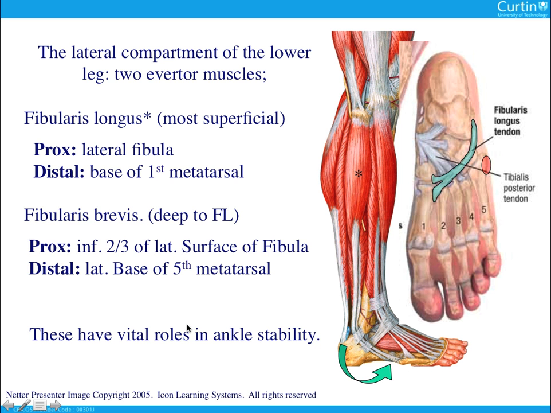And this is really important to know, because in an inversion ankle sprain, often we can get fractures of the styloid process of the 5th metatarsal, because the fibularis brevis tendon will actually pull that bone away as it gets stretched. Both of these muscles have vital roles in ankle stability, in controlling inversion. So it resists inversion and controls it.